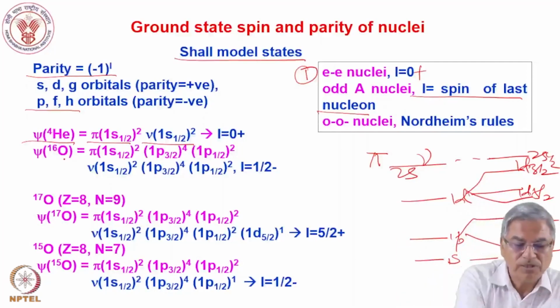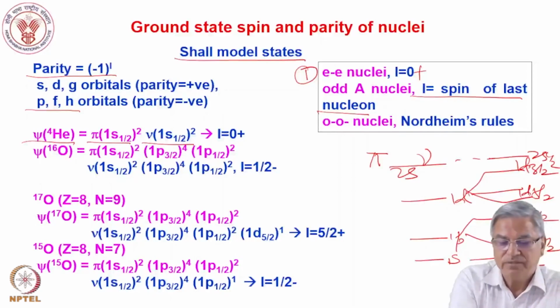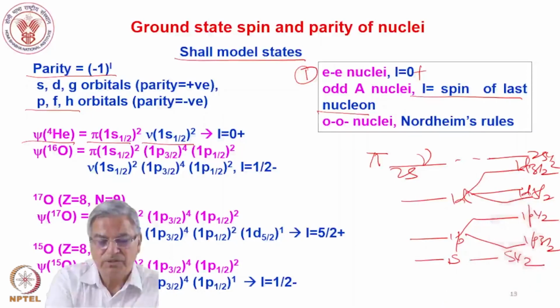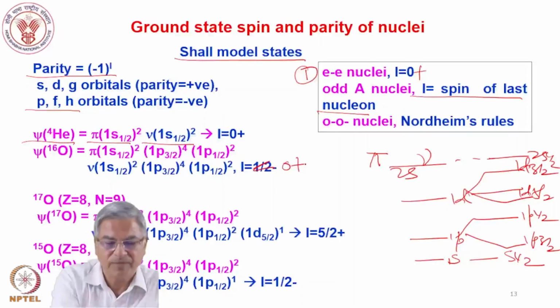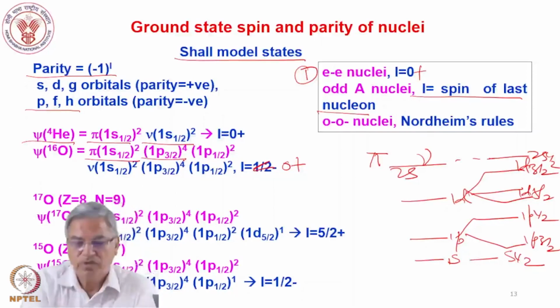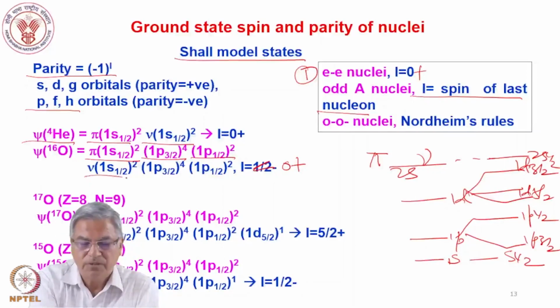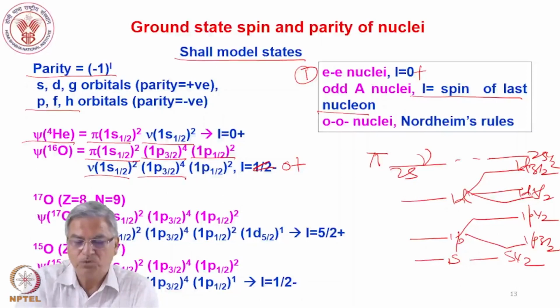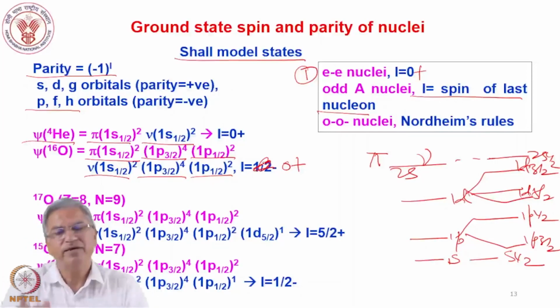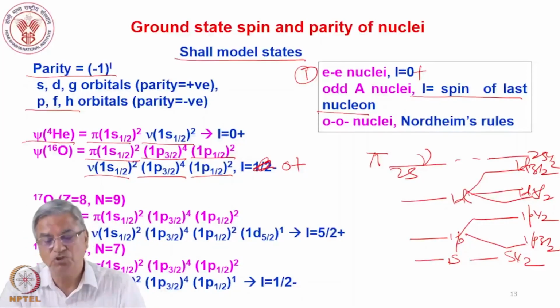So for oxygen 16 again, I think there is some mistake here. Oxygen 16, so it is 8, it should be 0 plus order, even nucleus. For protons, 1s 1/2, 1p 3/2 and 1p 1/2, so the 8 nucleons are occupied. And again neutrons, 1s 1/2, 1p 3/2, 4 and 1p 1/2. So it is actually 0, not 1/2. So in fact any even nucleus you will have I equal to 0.